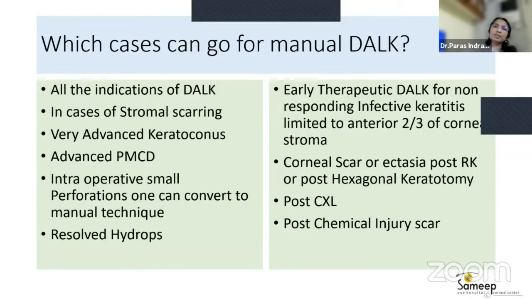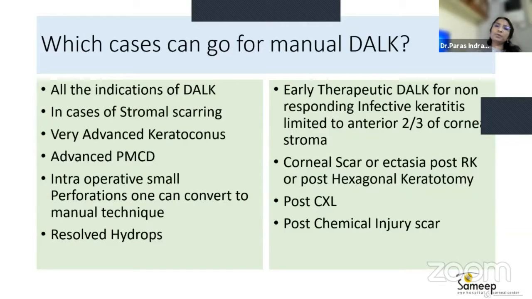So which cases can go for manual DALK? Let's look at that. All the indications of DALK apply, in cases of stromal scarring, or very advanced keratoconus wherein you don't have much stroma on top of the cone, and then you may probably resort to a manual DALK rather than a big bubble DALK. Advanced PMCD, pellucid marginal corneal degeneration, and intraoperative small perfs, one can convert to the manual technique. If it is a resolved hydrops with a scar.